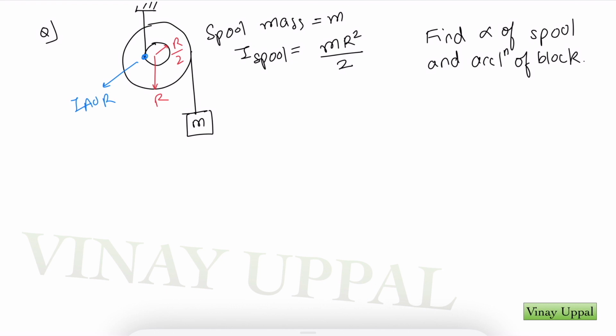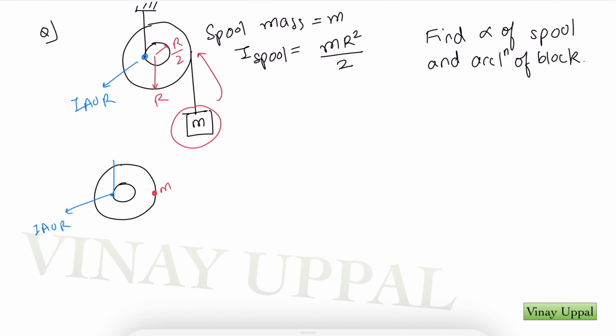And now we'll use the cute method. We'll stick this block onto the circumference of the spool. So I will have a particle of mass m, which is representing the block, stuck onto the circumference, and this blue point will be my axis of rotation.